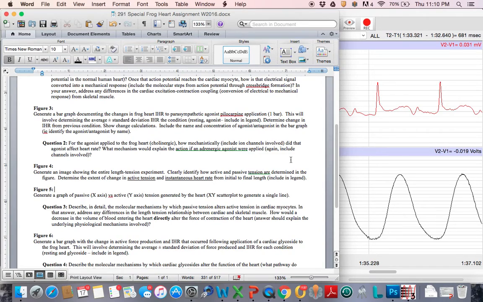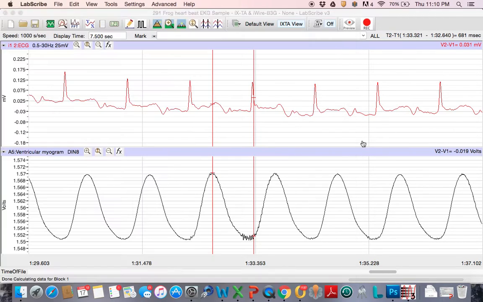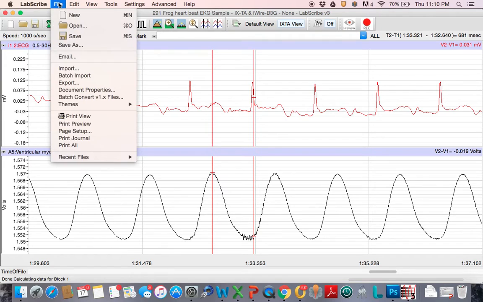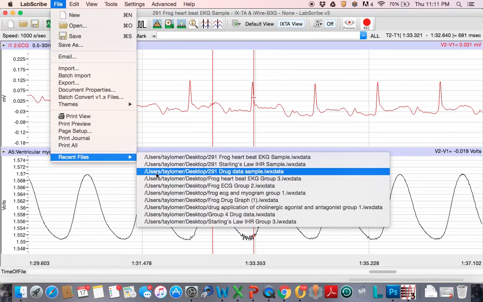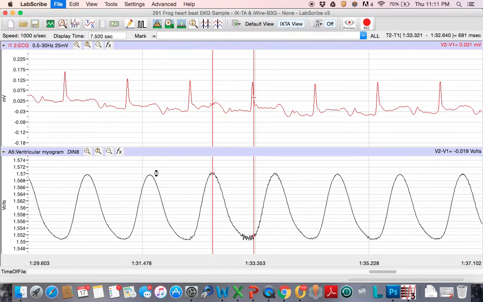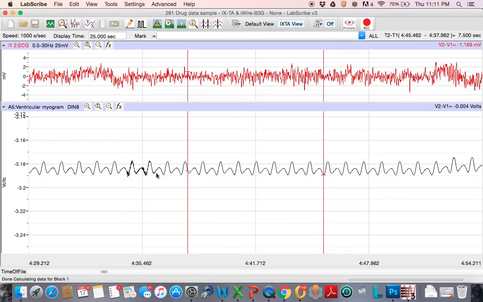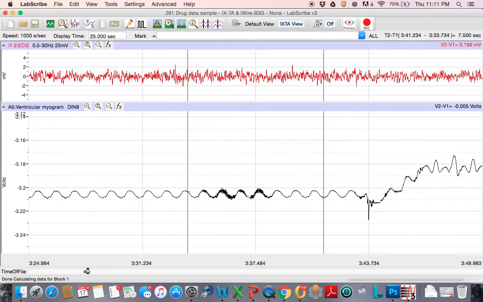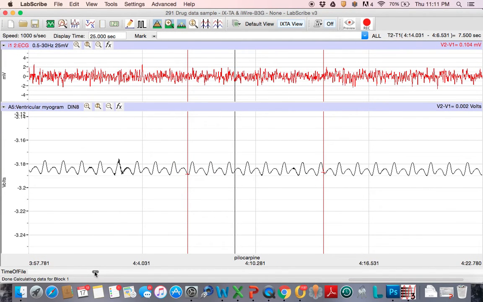What we're going to end up looking at is the file that is right down here, in recent files, drug data. Once that's loaded, we'll see that we've got a different looking heart rate here. In this case, the smaller peak represents the action of the atrium contracting, and the larger peak represents the ventricle contracting.